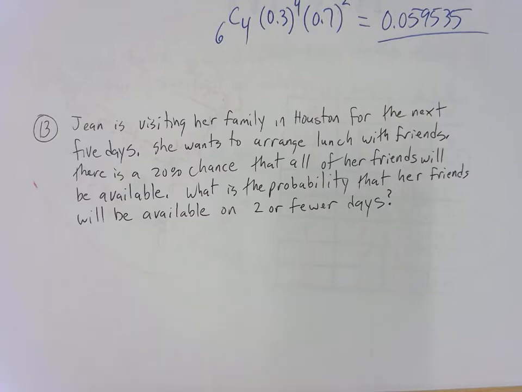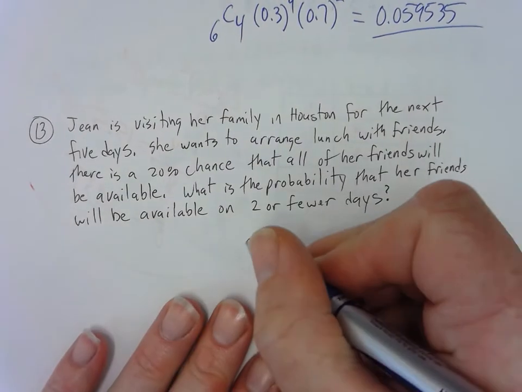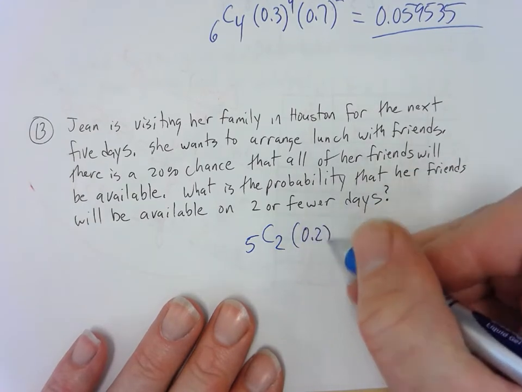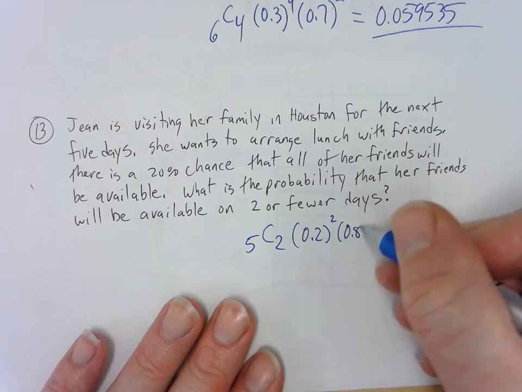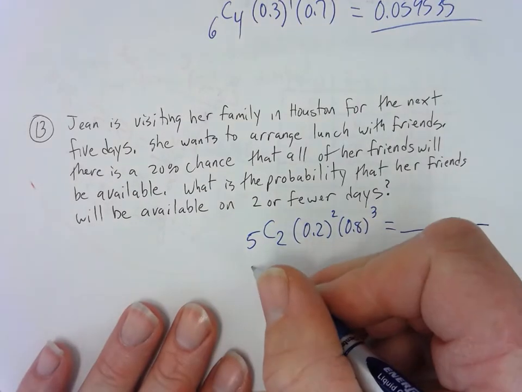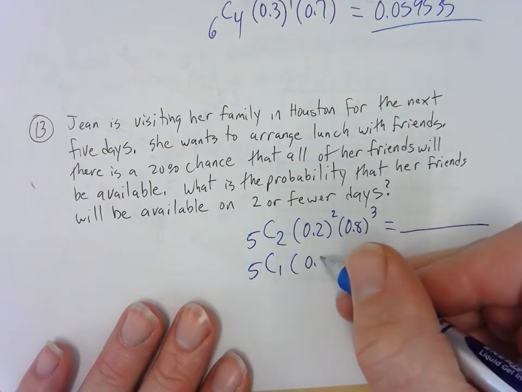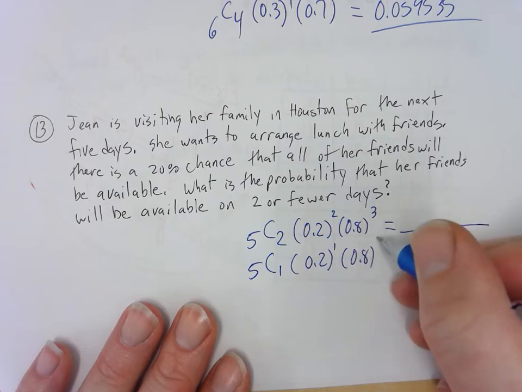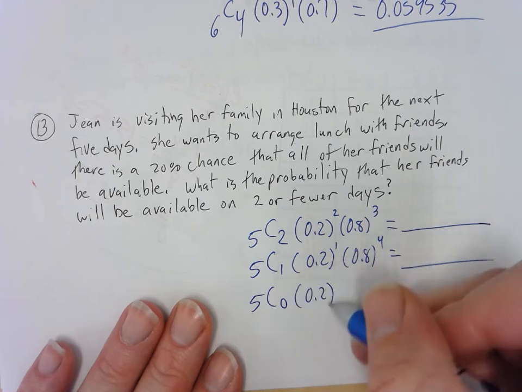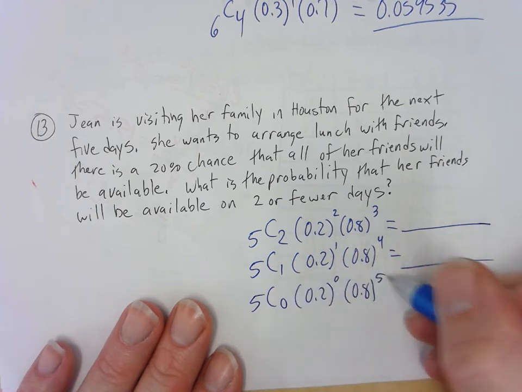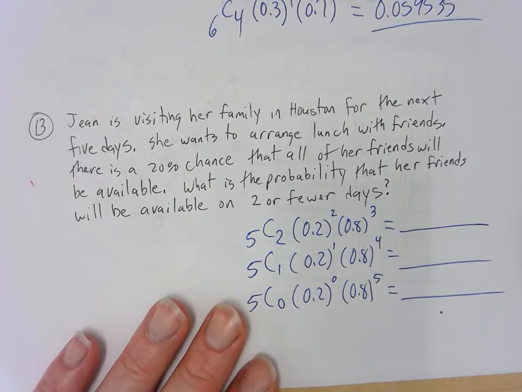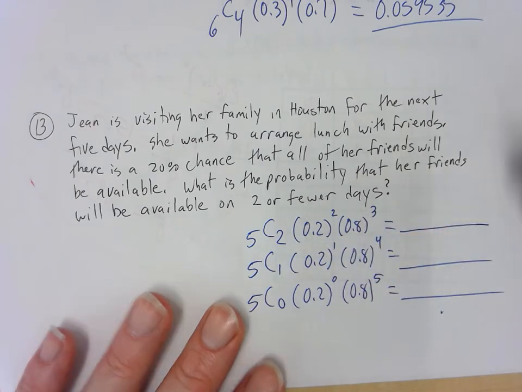So we need to do 2 days, 1 day, and no days. So we're going to do 5C2. The probability that's going to happen is 20%. That would be a 2, and then 80% against, and that would be a 3. So this plus this is 5. Those match, and we type that in the calculator. And then we got to do 1 day, 0.2, 0.8 against. That would be 1 day, and then 5C0 would be 0.2 to the 0 power, 0.8 to the 5th power. What we're going to do is figure out all these, type them into the calculator. That's where we're headed with it.